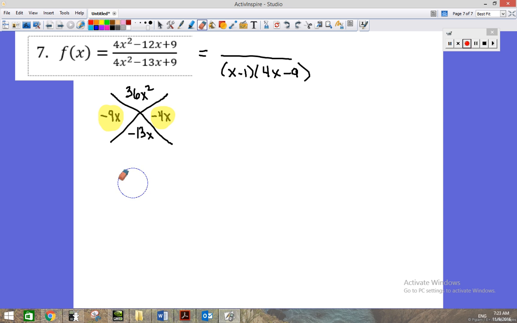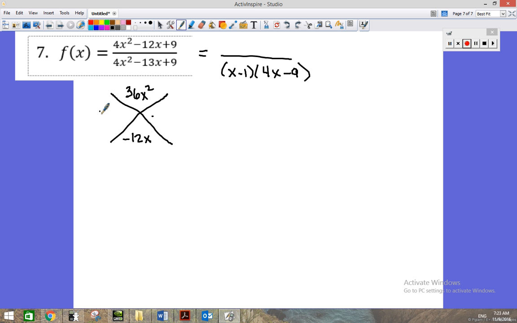My middle term has changed. Instead of negative 13x, it's negative 12x. But the idea remains the same: we need two numbers that when multiplied together give us this 30x squared, but when added give us this negative 12x. So 9 and 4 is what we used last time.